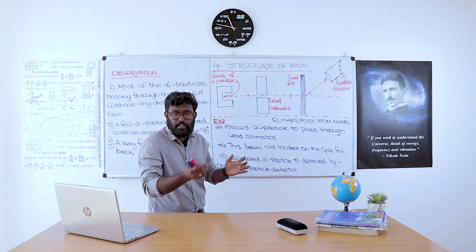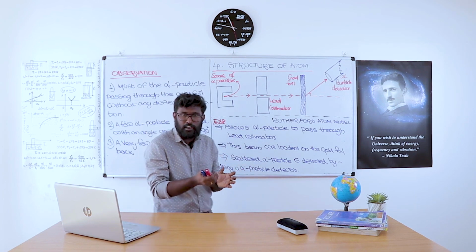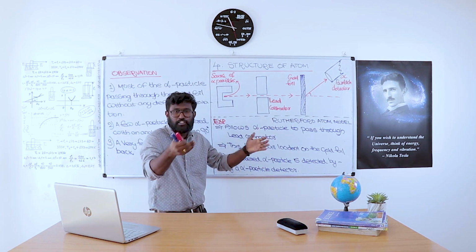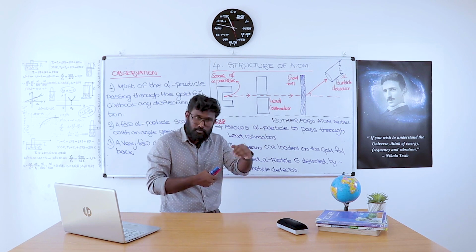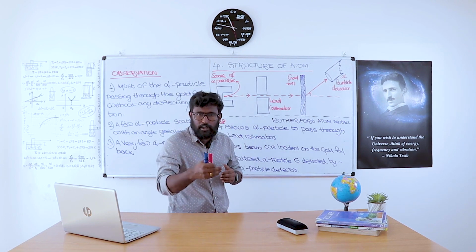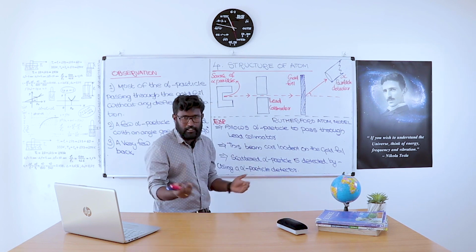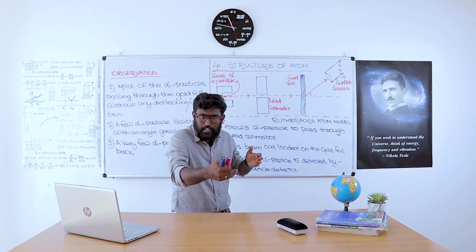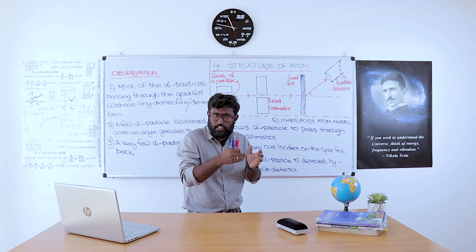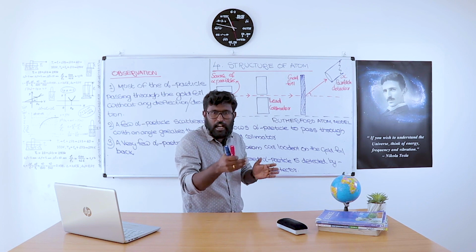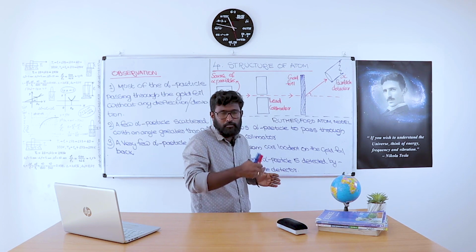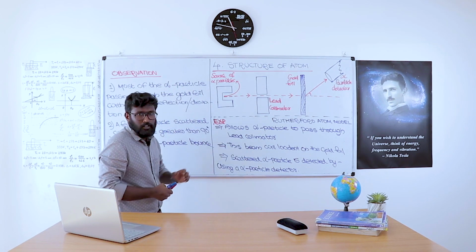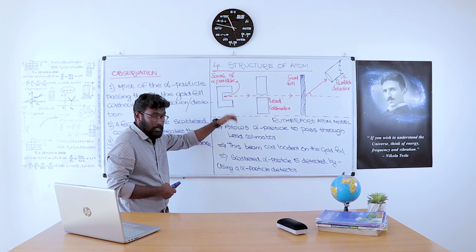What are the observations made by Rutherford? The first observation is that most of the alpha particles pass through the gold foil without any deviation or deflection. The second observation is that a few alpha particles scattered at an angle greater than 90 degrees. And the third observation is that a very few alpha particles bounce back. That means they deflected at an angle of 180 degrees. That means they bounced back. These are the experiment and observations made by Rutherford.